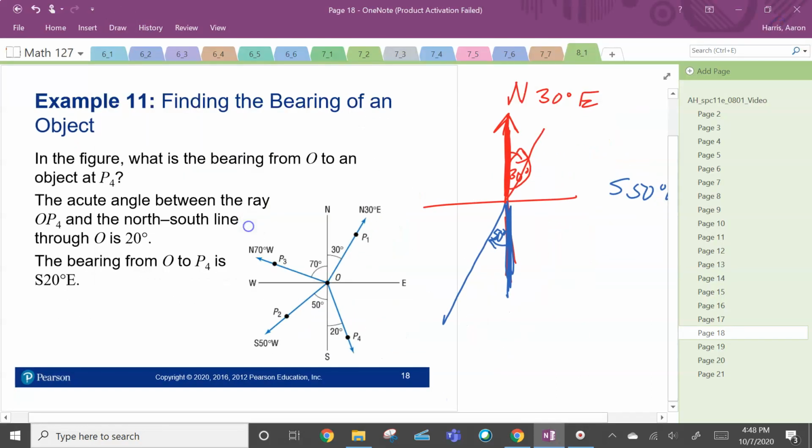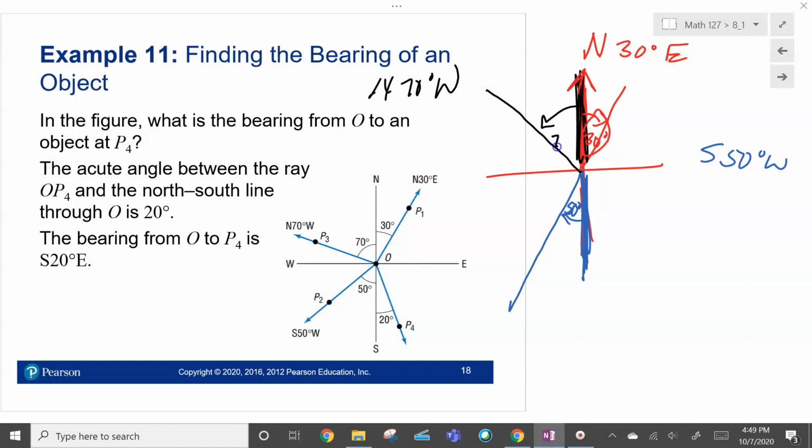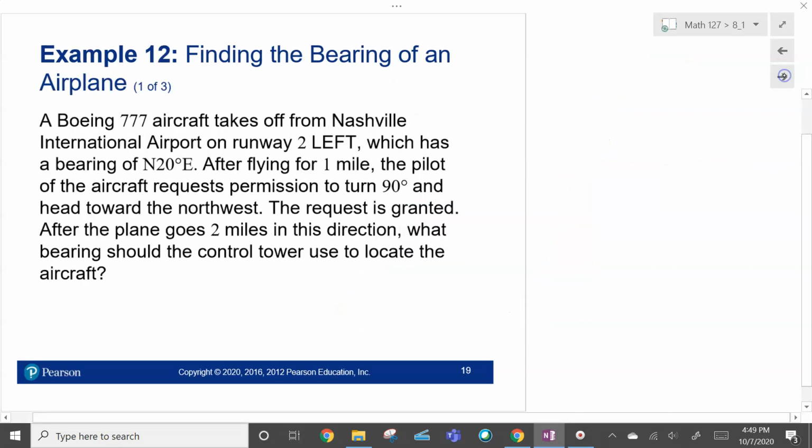If you've got north 70 degrees west, off of the north, I'm going to rotate to the west 70 degrees, right? That's your angle for north 70 degrees west. So it says, what is the bearing from O to an object at P? So what's the bearing here? You've got to see how that's 20 degrees. So you say, well, south 20 degrees to the east. South 20 degrees to the east, okay?